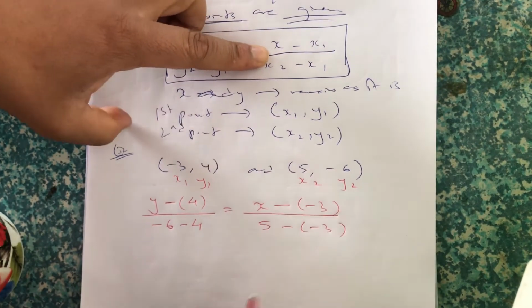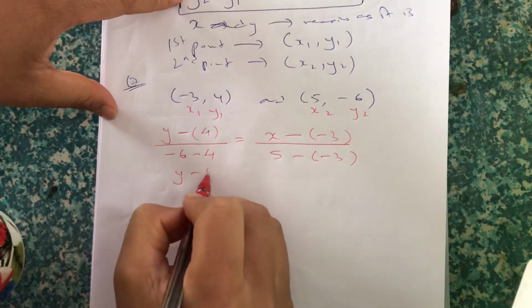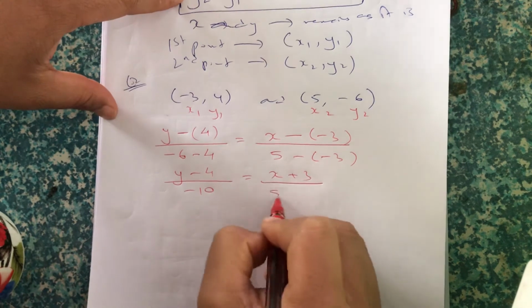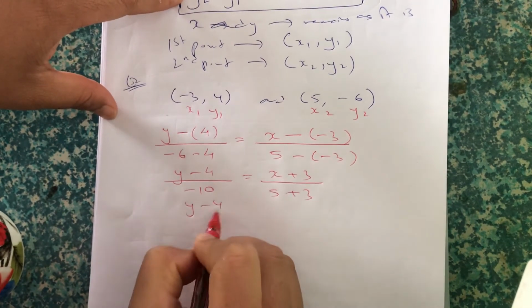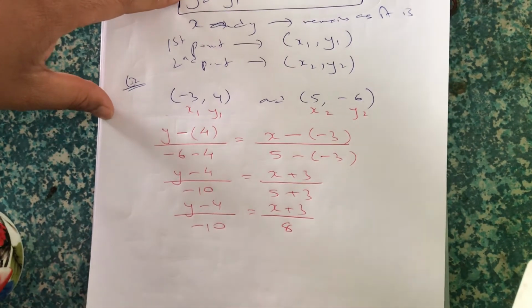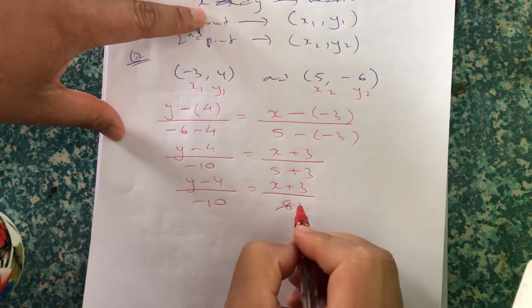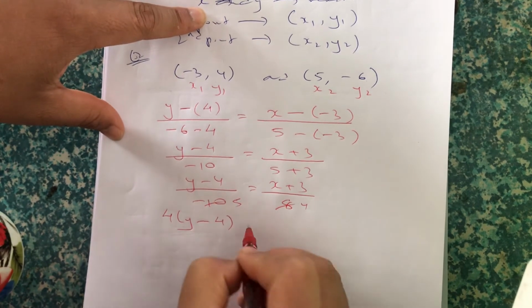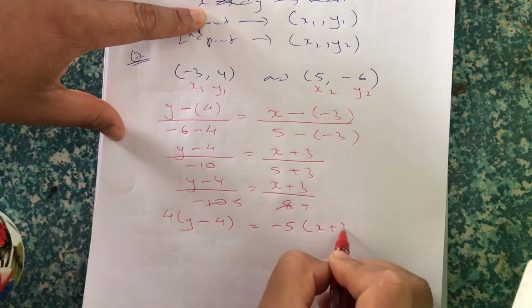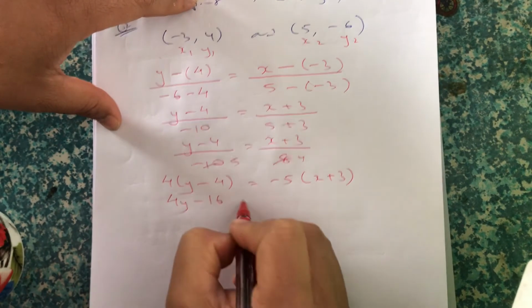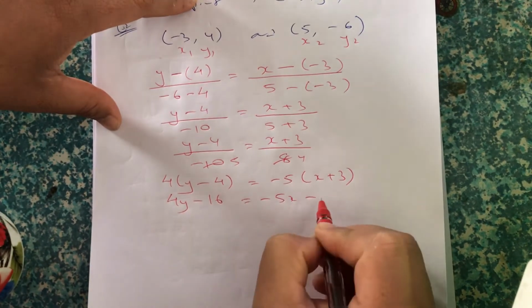So what do I get? We get y minus 4 over minus 10, equal to x plus 3 over 5 plus 3. So y minus 4 over minus 10 is equal to x plus 3 divided by 8. Now we'll cross multiply. Before that, 2 5s are 10, 2 4s are 8. Now 4 will multiply y minus 4, and minus 5 multiplies x plus 3. Is that okay? So we get 4y minus 16 is equal to minus 5x minus 15.